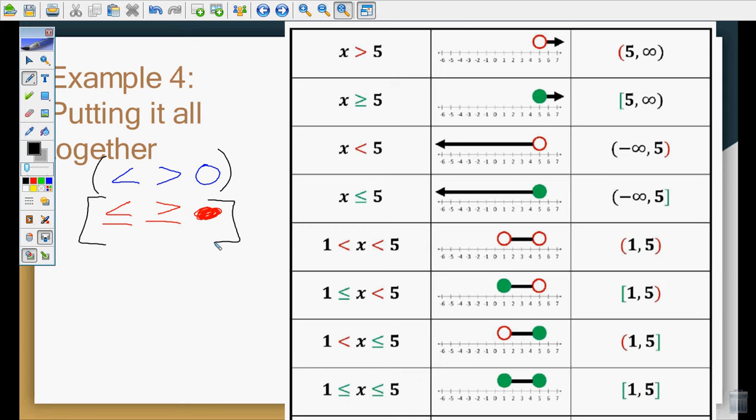Now, we're going to throw in here a negative. If you have less than or equal to, then you are using negative infinity. If you have greater than or equal to, then you are using positive infinity.